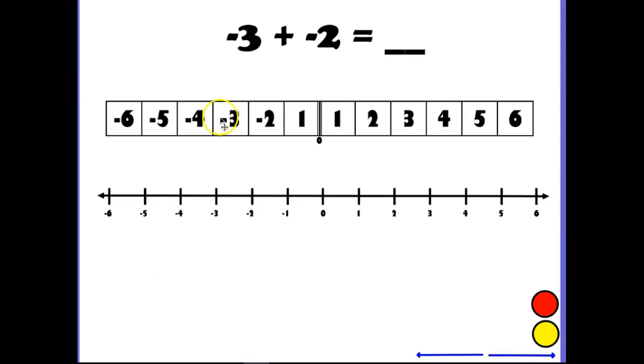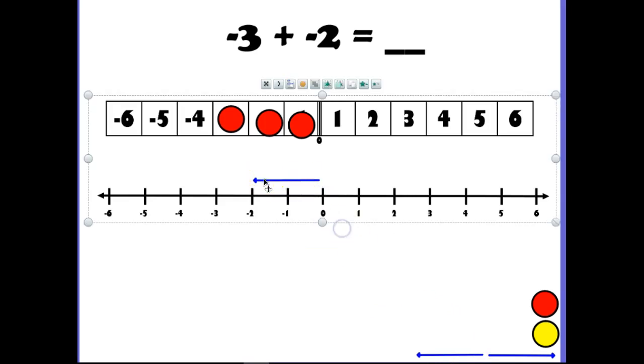So here we have a negative 3, our negative 3 counters. So I'm going to go ahead and just draw the line for our negative 3. We always start at our 0. And we're going to move it to negative 3. Our negative 3. Now we are adding a negative 2.